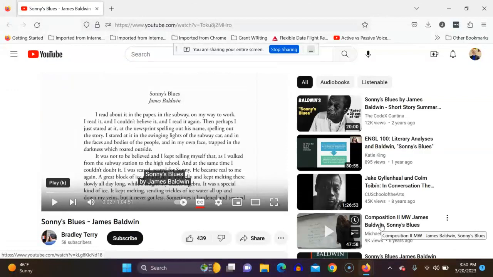I read about it in the paper in the subway on my way to work. I read it and I couldn't believe it. And I read it again. Then perhaps I just stared at it, at the newsprint spelling out his name, spelling out the story. I stared at it in the swinging lights of the subway car and in the faces and bodies of the people, and in my own face, trapped in the darkness which roared outside.